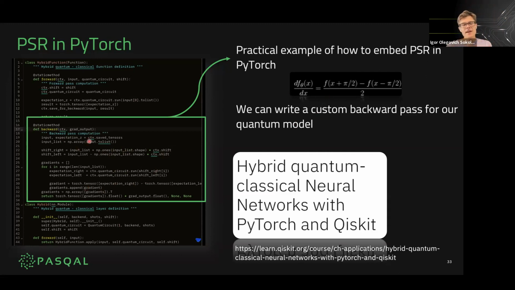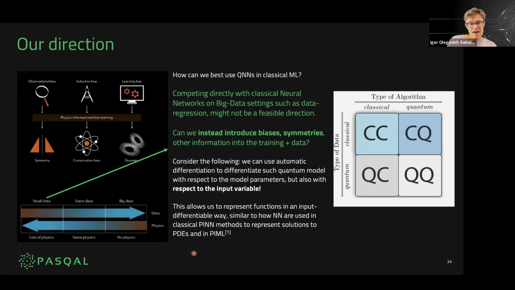So you can really create a more realistic simulation of your models by implementing in this way in your quantum model a clear parameter shift rule or general parameter shift rule, all in PyTorch. Right now I'm working mostly in PyTorch for my development. And as I mentioned, we are not really trying to compete with big data, with these things.